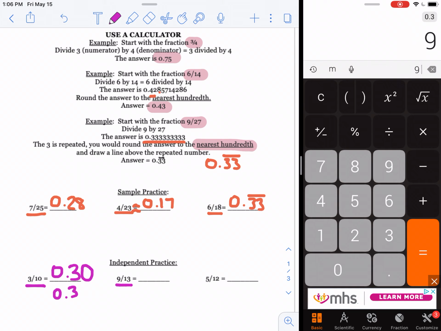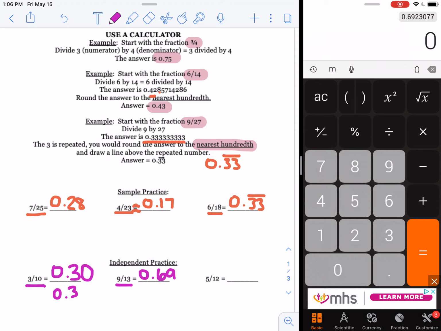Next independent practice problem was 9/13. Again, it is top number divided by bottom number. Again, we have an extended answer, and we just want to bring this down to just two decimal places after the decimal. In this case, our answer says 0.692. We look at the third number. The third number, 2, is below 5, so it does not change the value of the number in front of it. So we're just going to write this as 0.69 or 69/100.